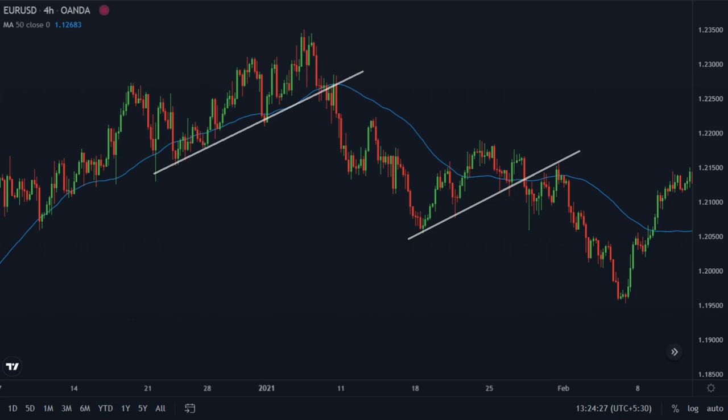In this chart, I added a 50-period moving average to the chart. For trendline breaks, the moving average also confirmed the trend direction. Not only was the price trading below the moving average, but the moving average itself was also pointing downward, confirming the trend direction once the trendline break happened.